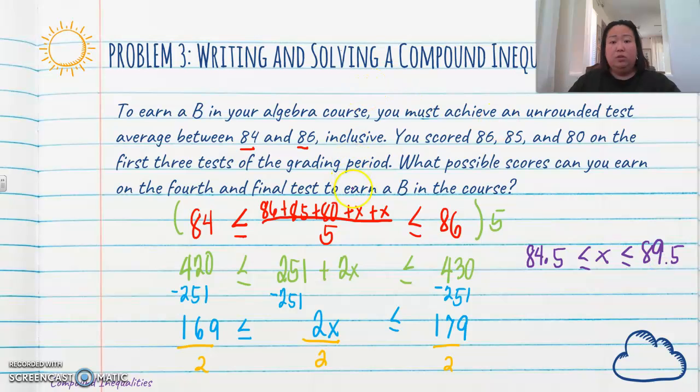So the test score that you can get for the last two tests, just to make sure that you will get an average, a B, between 84 to 86, your average is somewhere there. You should get 84.5 up to 89.5 for those last two tests. Okay?